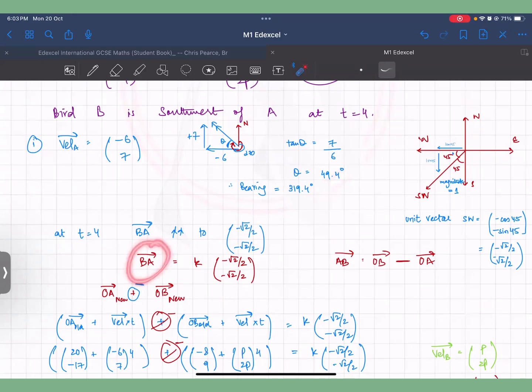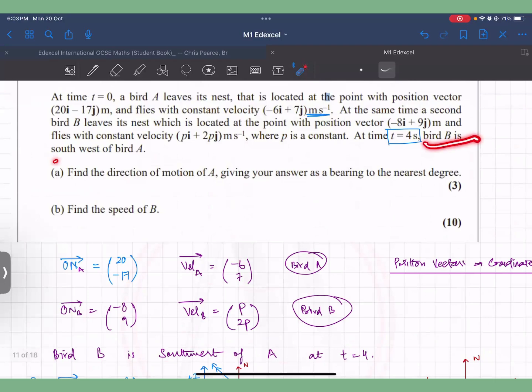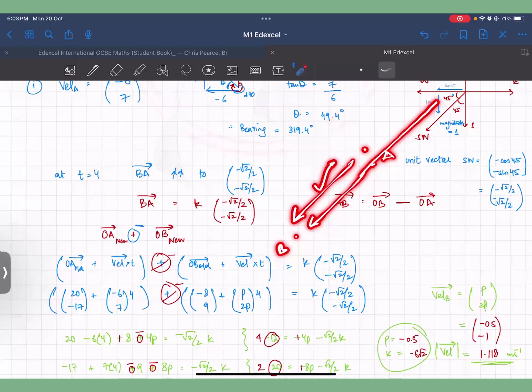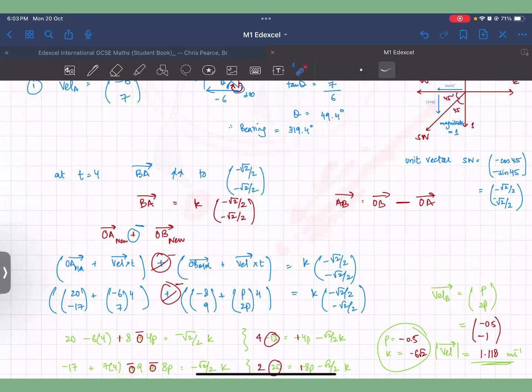So BA, that B is southwest of A. So this is your A. So B is southwest of A. So that's why I said, look, this is parallel. So A and B is also like this. And this is the unit vector in the southwest. So we don't know if the AB vector is bigger or smaller, how much bigger, but the direction is the same. So that's why we said it like this: scalar multiple of the unit vector in the southwest direction.